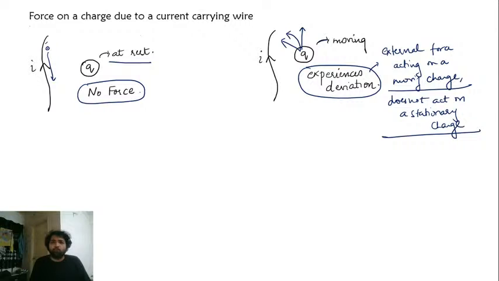Okay. So today's topic is the magnetic effect of current carrying wires. Understood? So eventually we will get to that also.